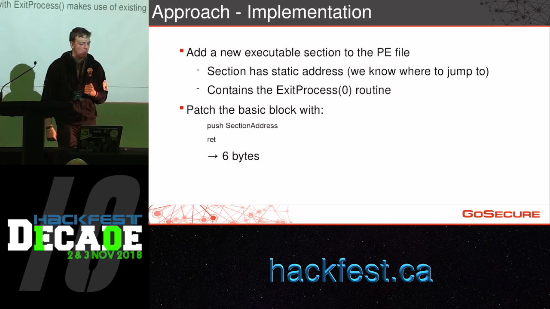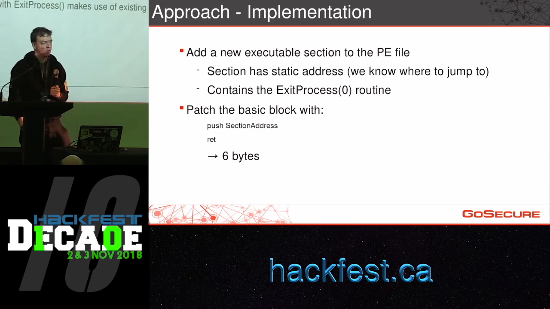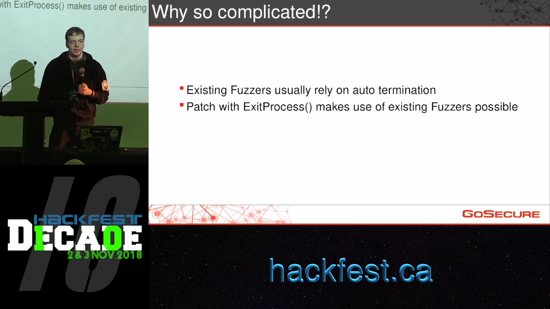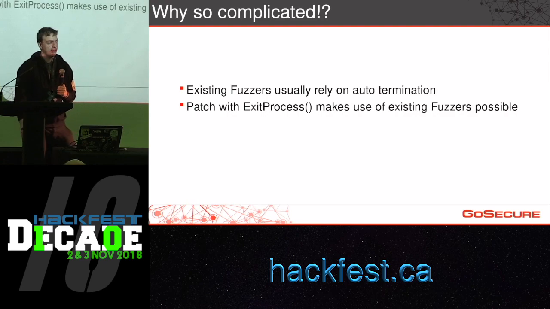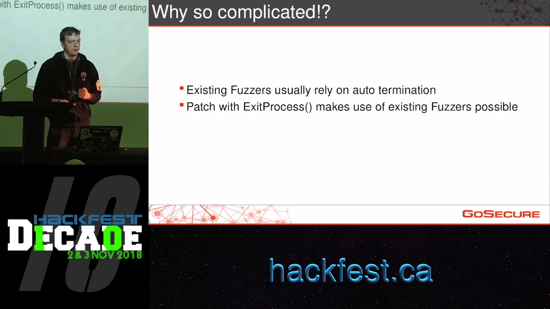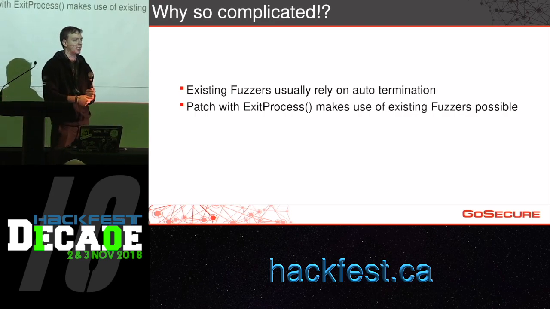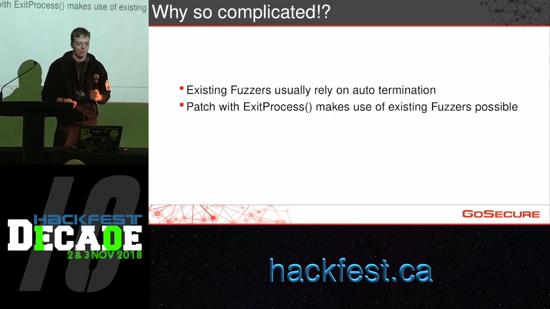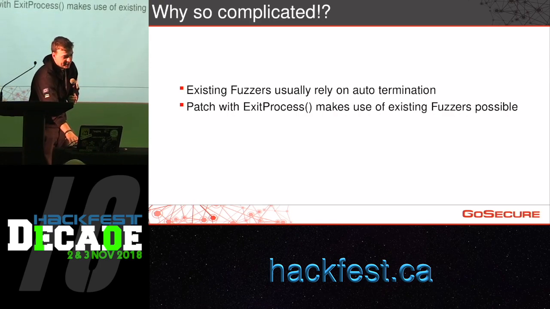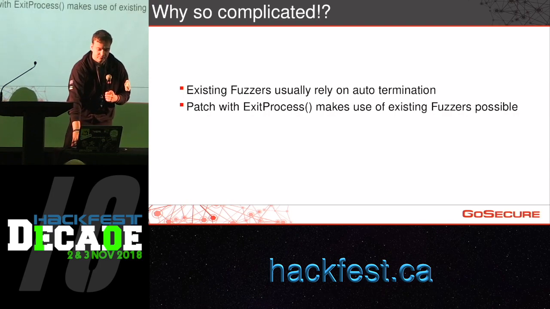First, you might be asking yourself, why so complicated? Why do you want to catch an exit process? There must be an easier way. And yeah, there is an easier way. We will later see what it is. Why I do it is because existing fuzzers, or most fuzzers that I know, rely on the fact that a program returns. And by making the program return, I can make sure that I am able to use fuzzers that already exist and which might be better than my own crappy implementation, right? So that's the intention behind the exit process.